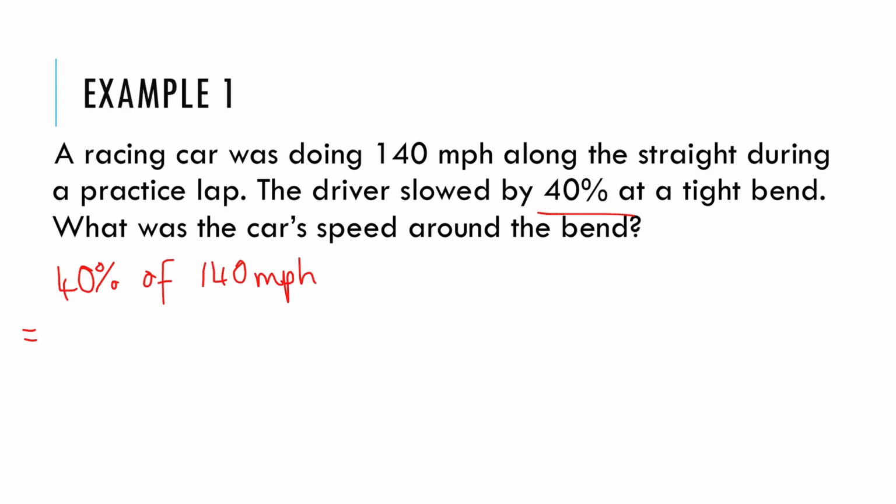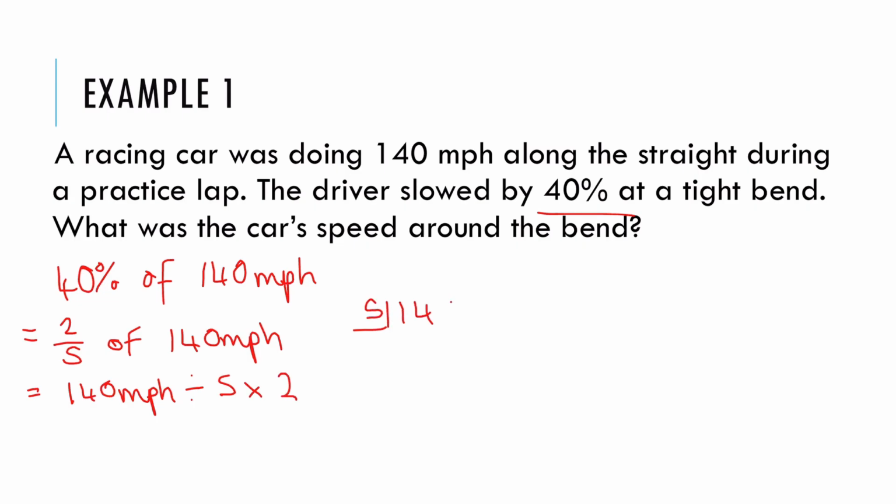40%, we know the fraction for that, it is 2 over 5. We divide by the bottom times by the top. We can use a short division to do 5 into 140. 5 does not go into 1, so we carry. 5 goes into 14 twice with a remainder of 4, and 5 goes into 40 8 times. So this becomes 8 times 2, which is 16 miles per hour.